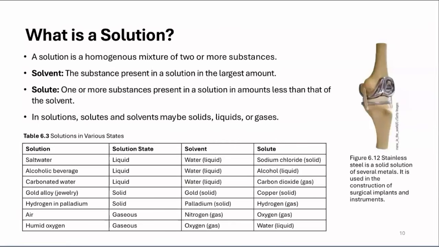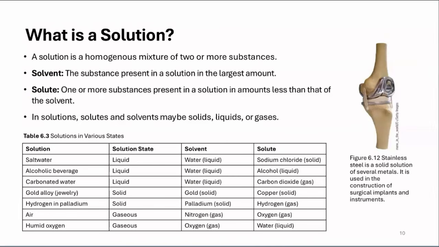Now we are going to go over the concept of solution. By definition, a solution is a homogeneous mixture made of two or more substances. We actually have terminology to describe those two substances. To make a solution, you need a solvent and you need a solute at a minimum.